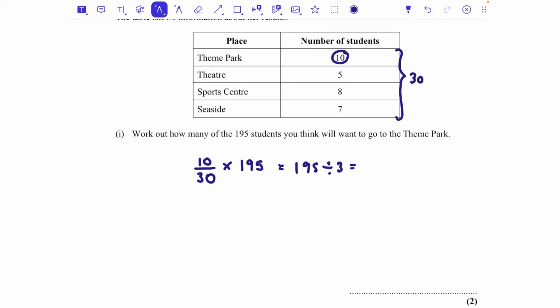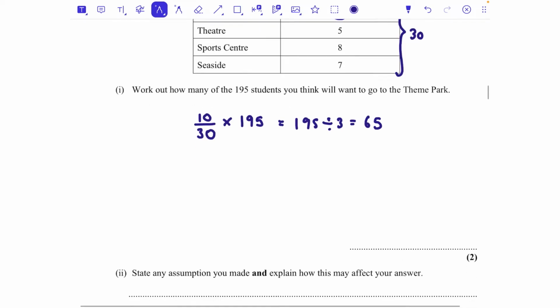divided by 3, and typing that in my calculator, I get, help if I turn it on, 195 divided by 3 is 65. There we go. So 65 students going to the theme park. State any assumption you made and explain how this might affect your answer.